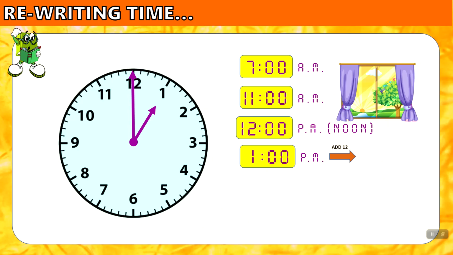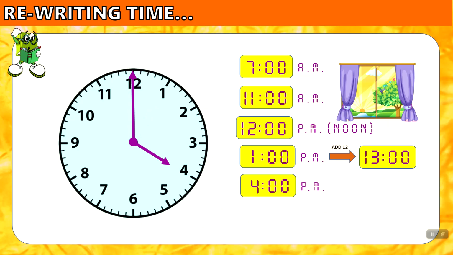When we move further to 1 o'clock p.m., we can rewrite this in 24-hour time by adding 12 hours to 1. And so 12 plus 1, or 1 plus 12, gives us 13. So this is 1300 hours. If we continue to 4 o'clock p.m., and we wanted to write this as 24-hour time, we would add 12 again, and 4 plus 12 gives us 16. 1600 hours is the same time as 4 o'clock p.m.